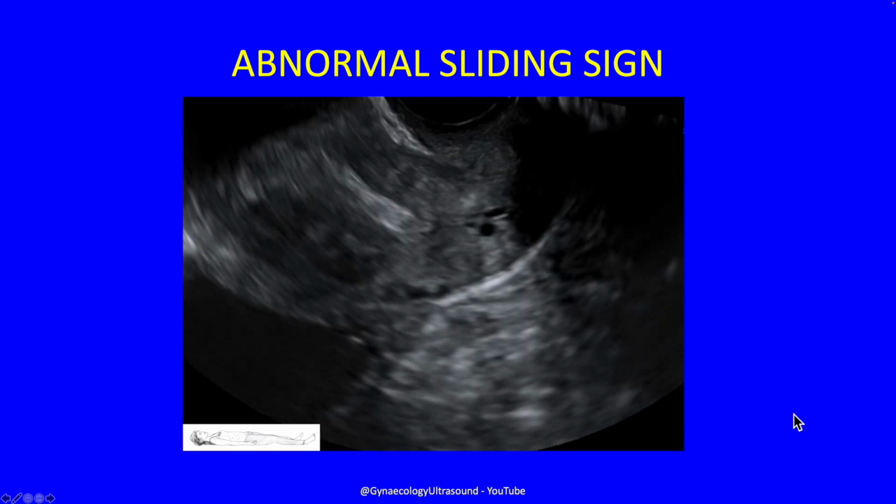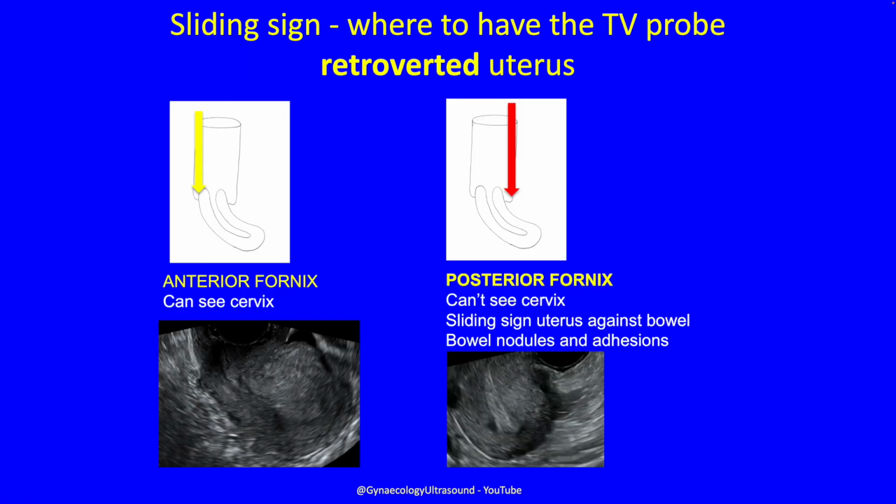So this is a frozen pelvis. How about a retroverted uterus? If you've got a retroverted uterus and you put your probe in the anterior fornix, then you can see the cervix, but we need to look behind the uterus, so it's not very good. But in a retroverted uterus, when you put your probe in, it almost always goes into the posterior fornix. That's just where it goes.